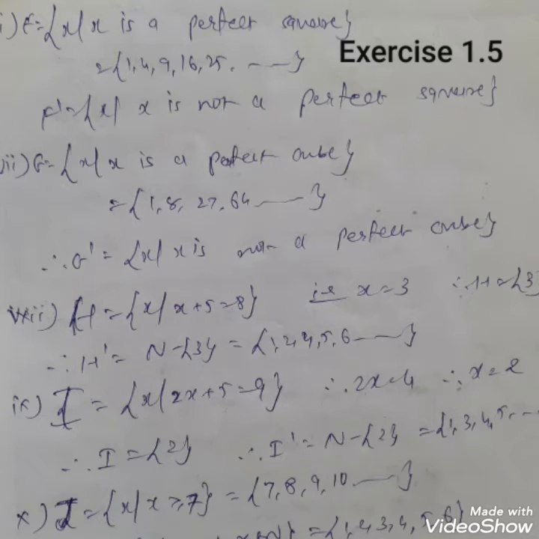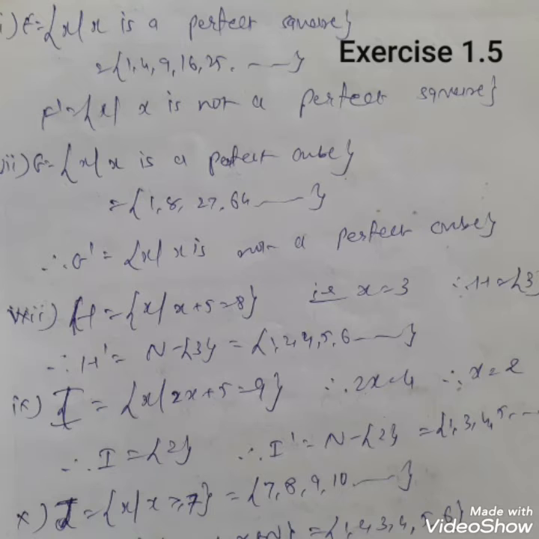Then we have set H, that is x such that x plus 5 equals 8. If we solve this equation, then we get the value of x equals 3. It means H contains only one element, that is 3. So here H dash can be written as 1, 2, 4, 5, 6, 7, 8, 9 up to infinite. Otherwise we can say that all these are natural numbers, only 3 is not included. So H dash equals N minus set 3.